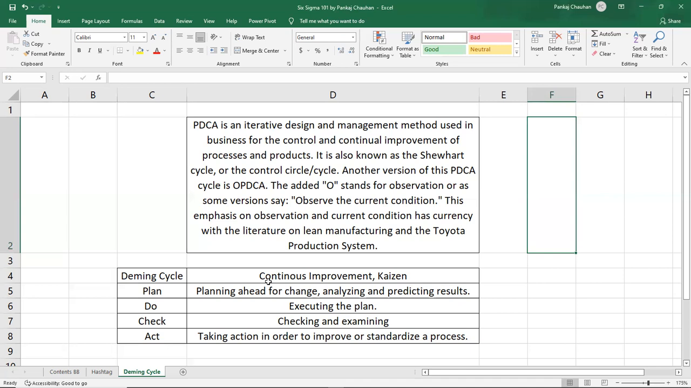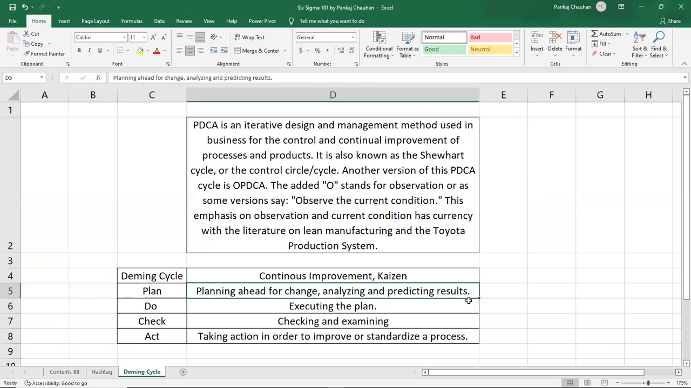So what is the PDCA cycle? The 4 stages of PDCA are: Plan, when you are planning ahead, analyzing and predicting the result. Then Do, which means what you have planned, you are executing. Suppose you made an improvement plan: I'm going to improve this process from X to X plus 1. Then whatever plan you have made, execute that plan.